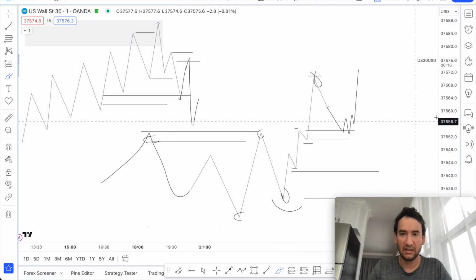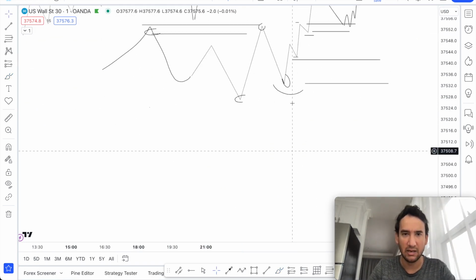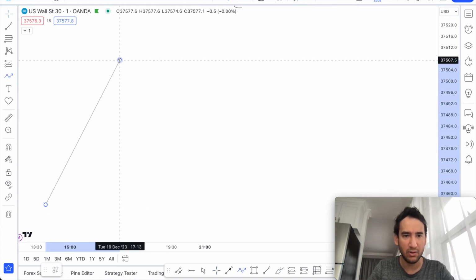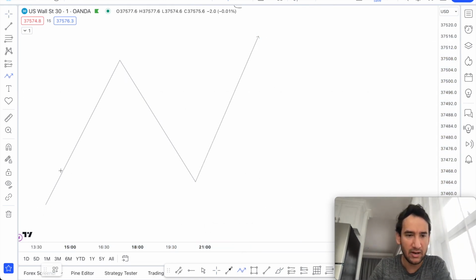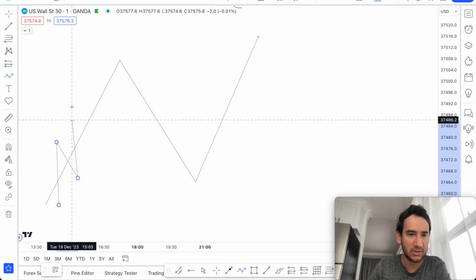So again, let me just do another drawing here so I can show you guys in a nutshell a little better. When we have a bullish move like this, we're doing the bullish perspective. This is your minor low, minor high, excuse me, that was my alarm.